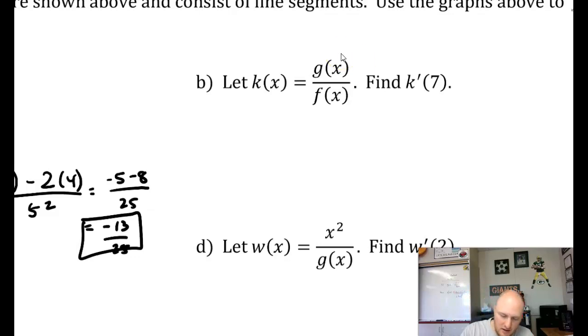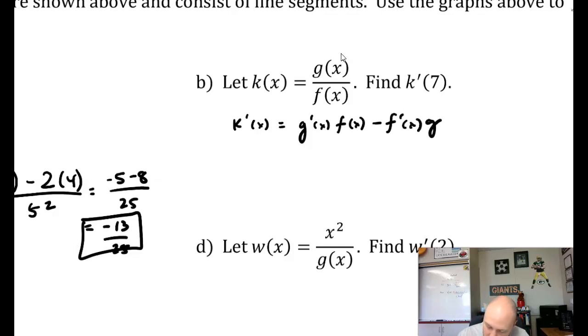All right, let's go ahead and look at this one, k prime. So first we've got to find k prime of x. Our numerator this time is g, so it's going to be g prime times f minus f prime times g, and we've got to square f of x. So I need to square f of x.